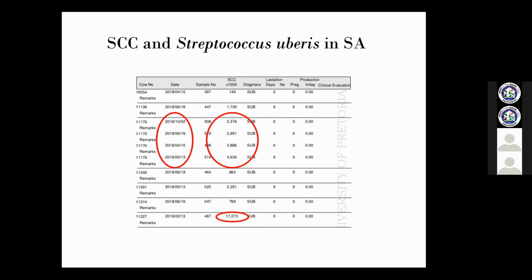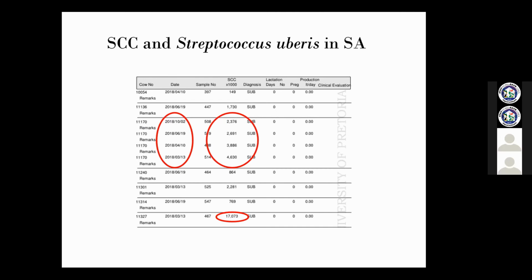And what we're starting to see here, you can see that 11170 is one cow. She tested positive in March, April, June, and in October. And if you look at the somatic cell count, you can see in all of these cases, they're above 2 million, 3 million. If you look at the bottom of the page, the other one I marked for you, we see very, very high cell counts from time to time. There's a 17 million with uberis. I have lately seen one of 35 million somatic cell count.